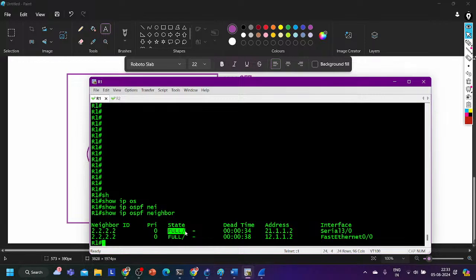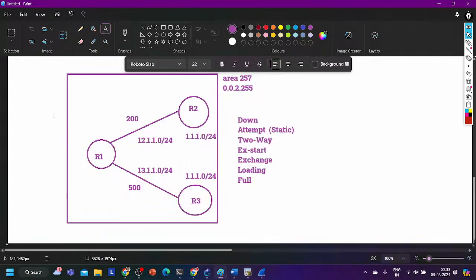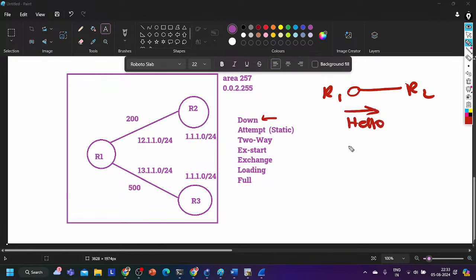Clear guys? So actually, Down state means OSPF is not receiving any hello message on the interface R1 R2, right? Once we advertise this interface in OSPF, router 1 will start sending hello messages, right? But if it is not receiving any, that means this interface is down.